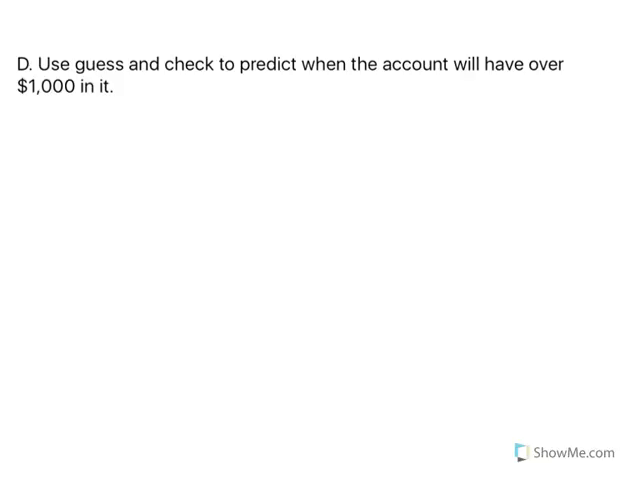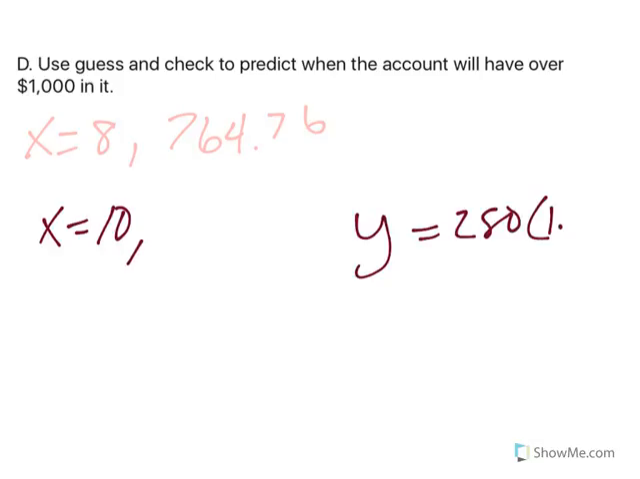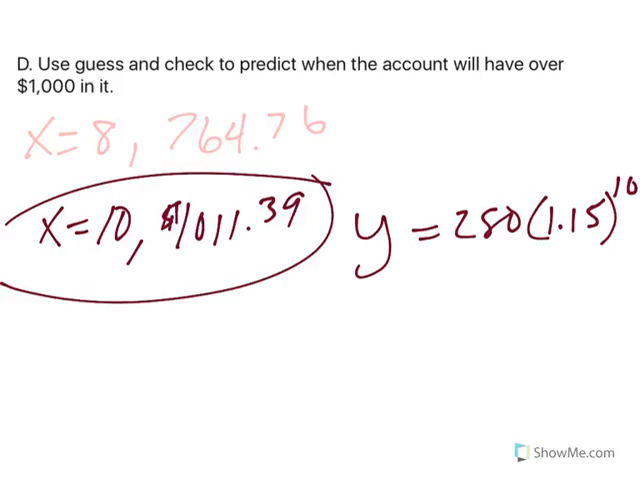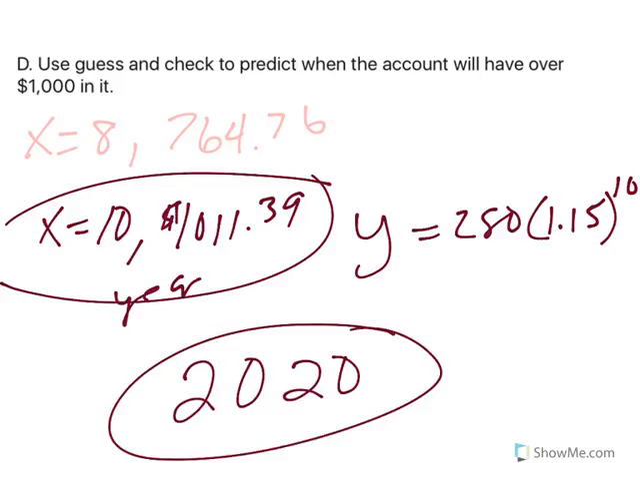Now let's guess and check when we're going to have $1,000. Again, we know that when x is 8, we're at 764.76. So it's going to be a little bit bigger than that. I'm just going to jump to 10. When I plug in 10, y equals 250 times 1.15 to the 10th, I get $1,011.39. That's a horrible looking number. So that's 10 years, so that would be in 2020, because remember, 2010 was our starting point. And that, I believe, is the end of the practice video.